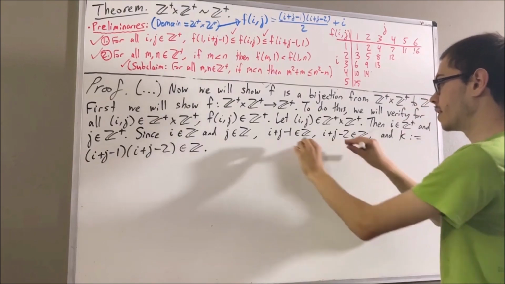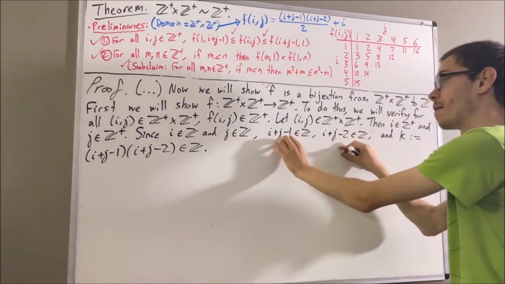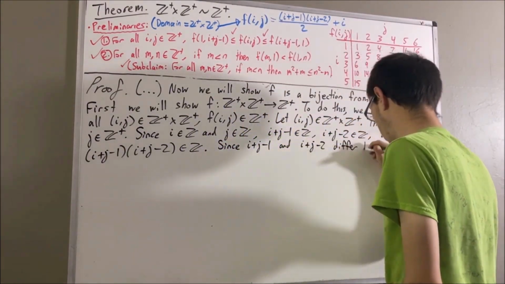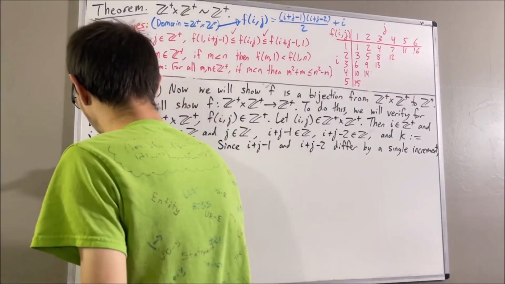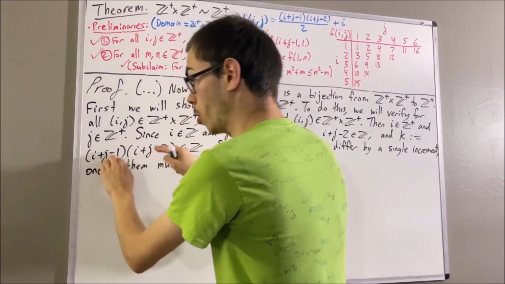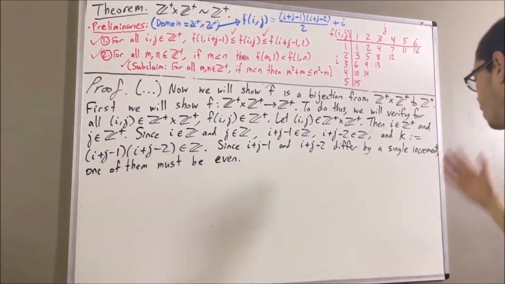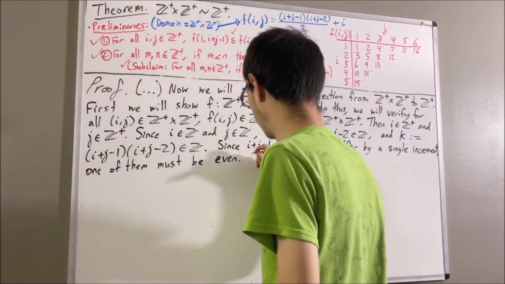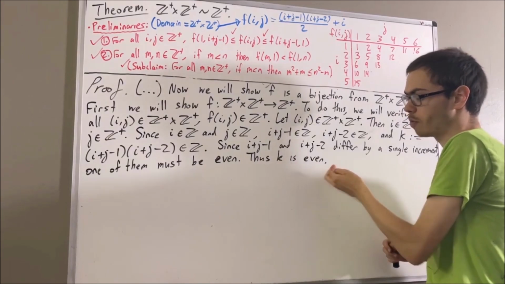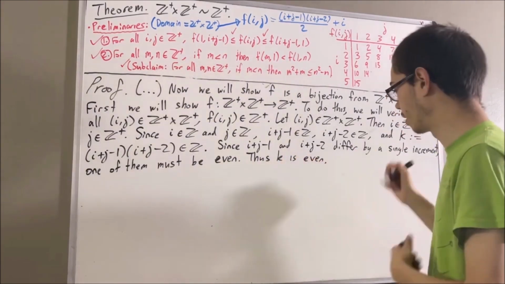Now, since these two integers differ by exactly one increment, one of them must be even. And when we have a product of two integers where one of the integers is even, the product must be even. Therefore, k is even. But what does it mean for k to be even? Well, by definition, it means that there is some integer t such that k is equal to 2t.